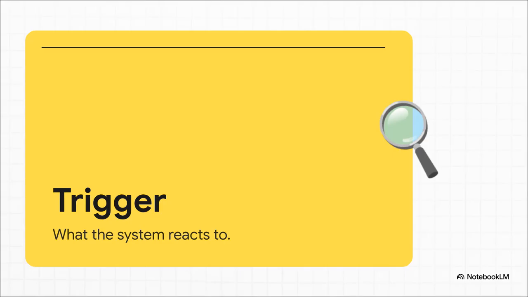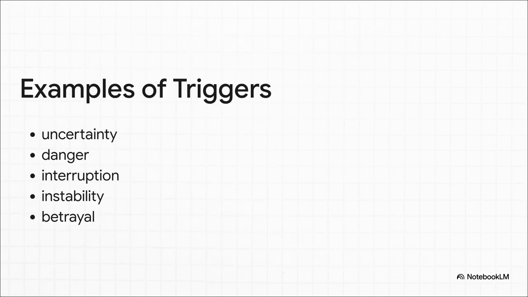Let's start right at the beginning with the trigger. This is simply what your system reacts to. It's the specific kind of pressure or event that flips the switch on a particular protective pattern. You can think of it as the "if" in the if-then logic of how we adapt. And look, these triggers aren't just vague feelings. They're often very specific types of information from our environment. So for example, a trigger might be a sudden sense of uncertainty or real danger. It could be an interruption, instability, or even the feeling of betrayal. These are the things that kick that adaptive system into gear.